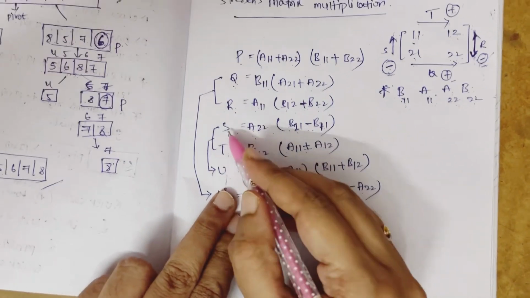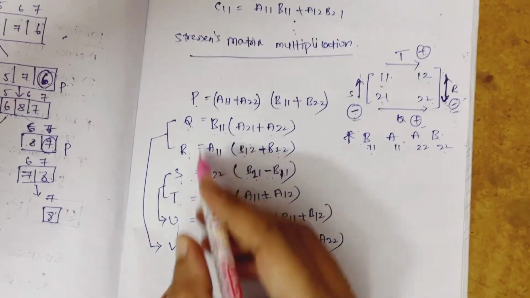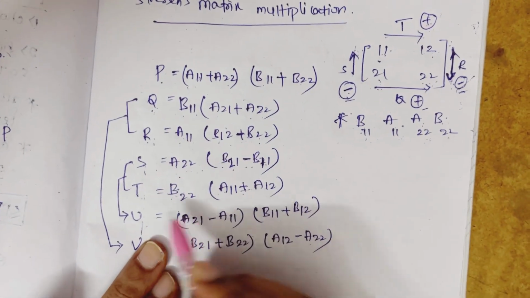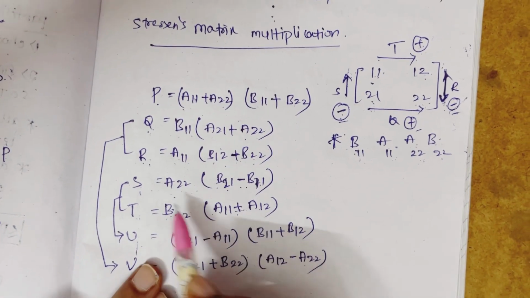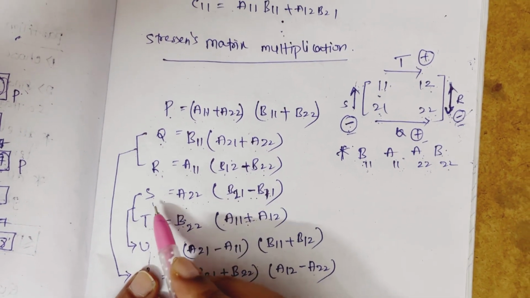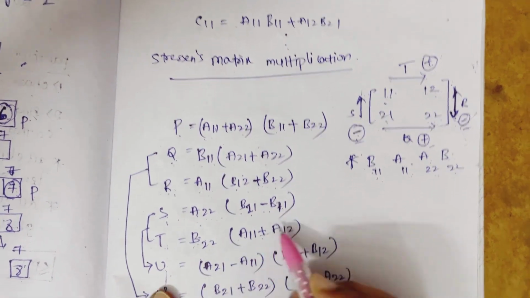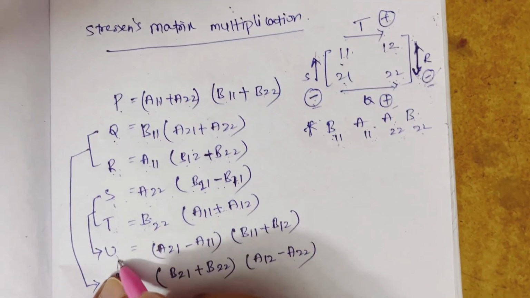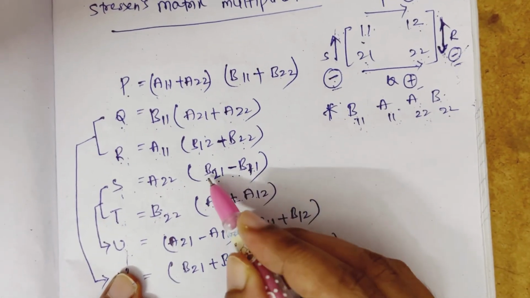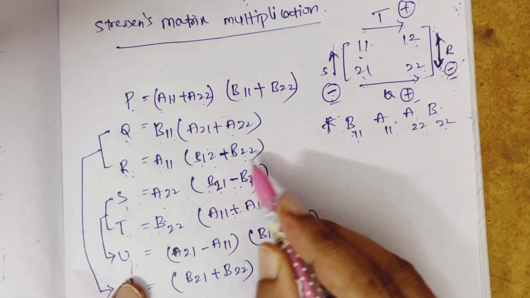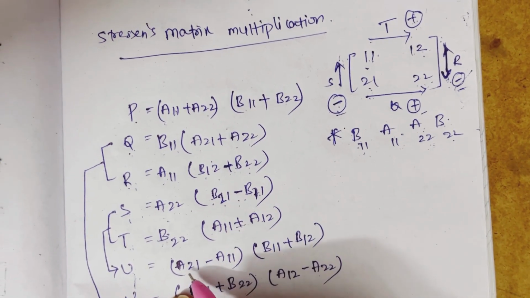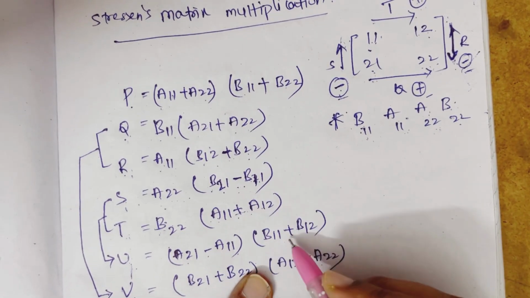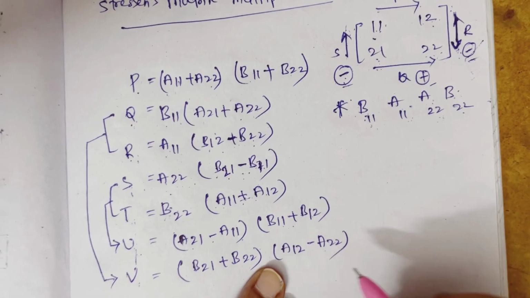U will come from the combination of S and T, and V will come from the combination of Q and R. For the U value we have a simple logic: take the inside values. If B is there, write A; if A is there, write B. Simple logic. In S, the inside is B21 B11. B is replaced with A, like A21 minus A11. Next, A is replaced with B: B11 plus B12.